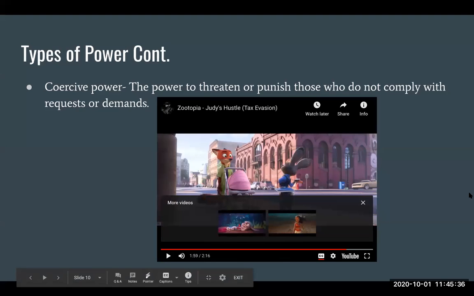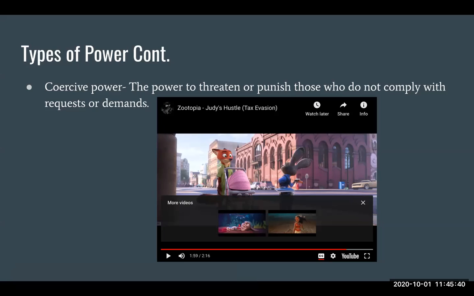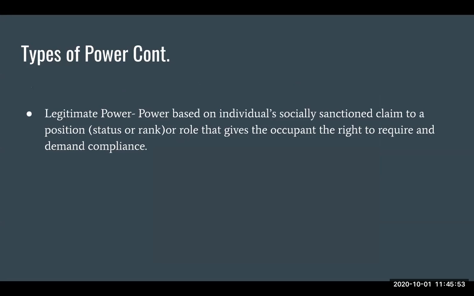So here in this example, we have Officer Hops and the fox Nick Wilde. In order to get Nick Wilde to help Officer Hops on her grand adventure, she coerces him by essentially threatening legal action due to tax evasion.